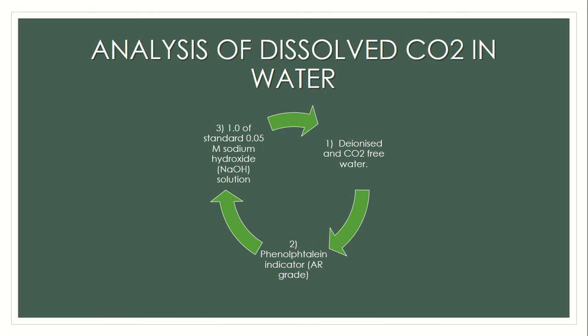So the last one of operating procedures is analysis of dissolved CO2 in water. Actually, water used for absorption should be deionized because the presence of dissolved salts could affect the analysis method as described below. So there are 3 chemicals needed.